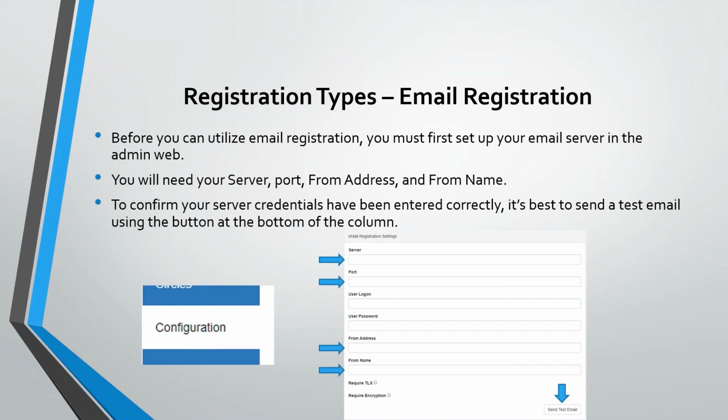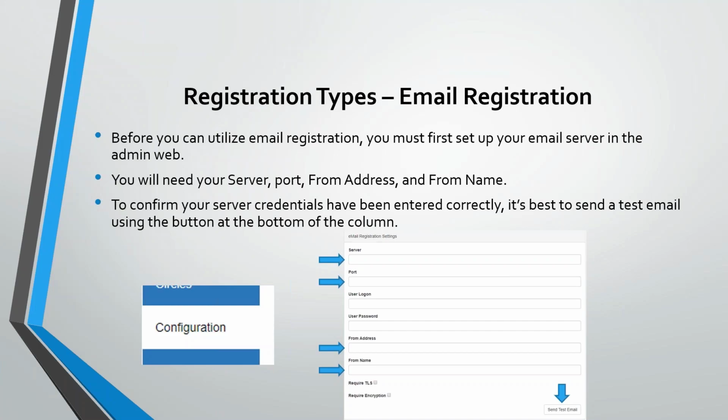There you need four things. You'll need server, port, from address, and from name. And once you've put all that information in there, a good way to test and make sure it all works is there's a button at the bottom that'll say Send Test Email.